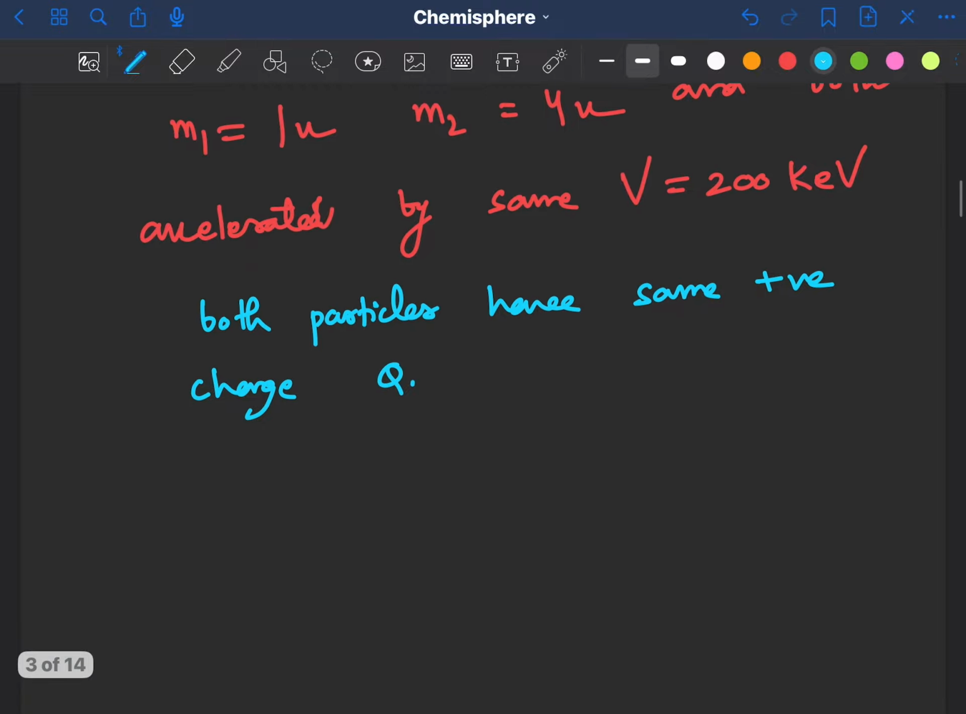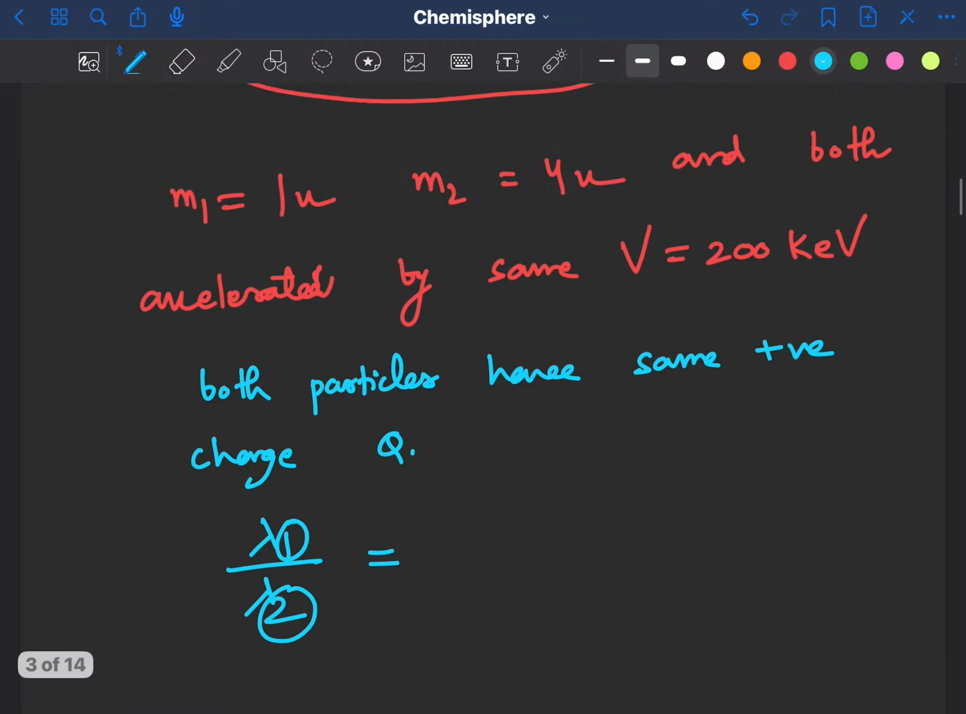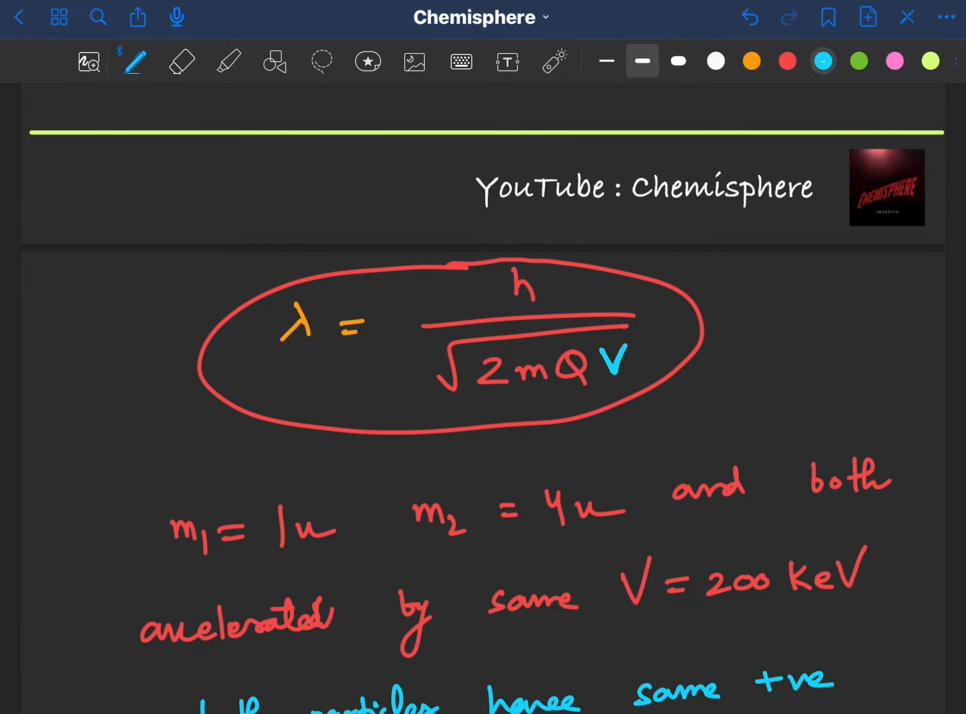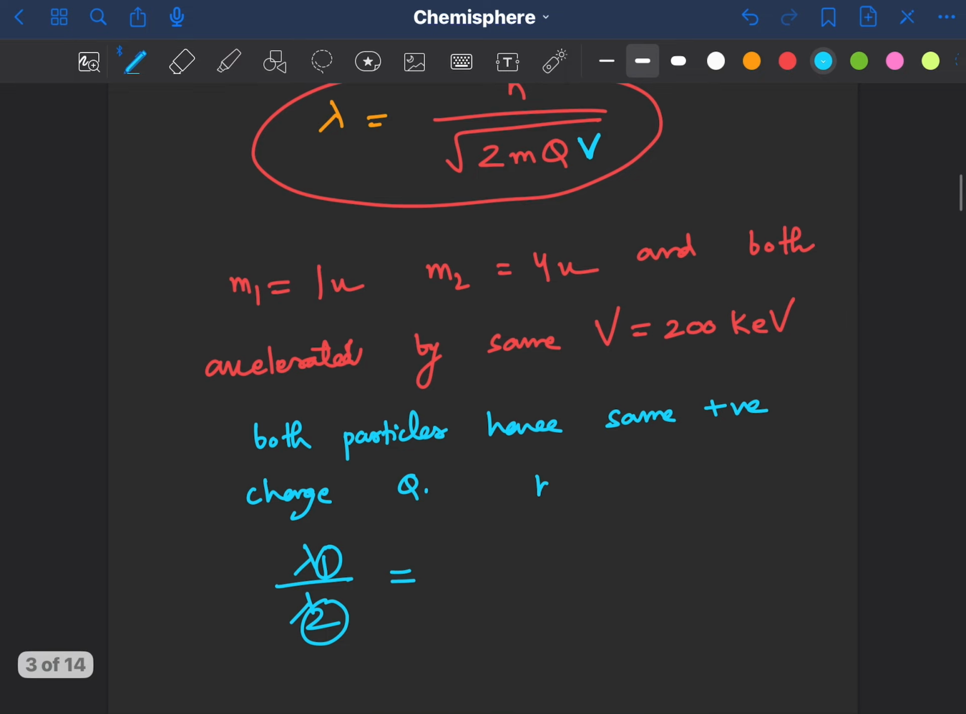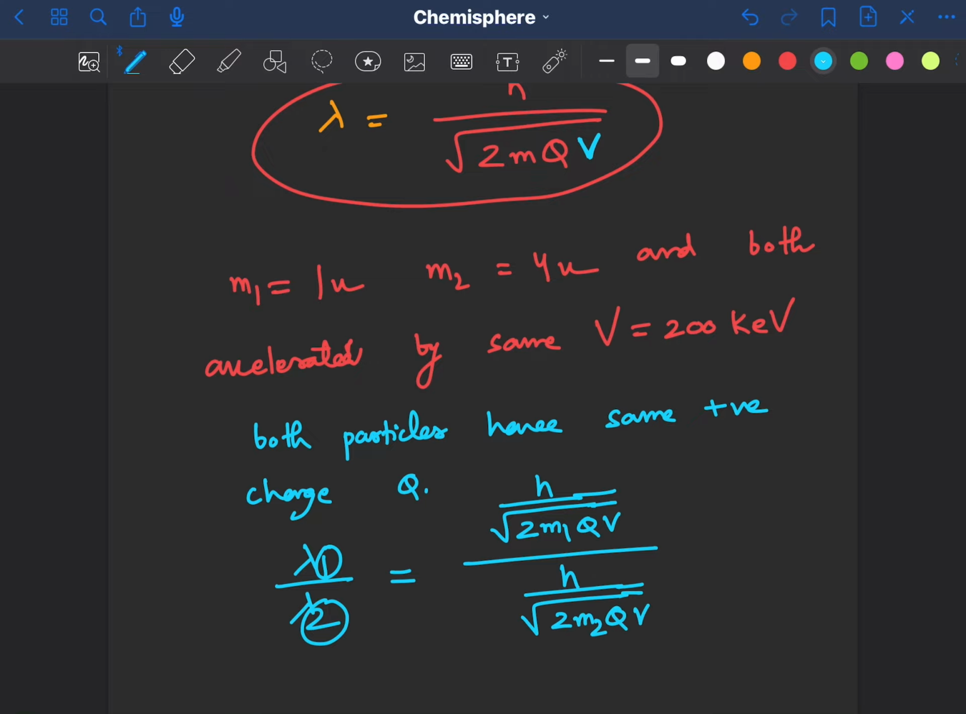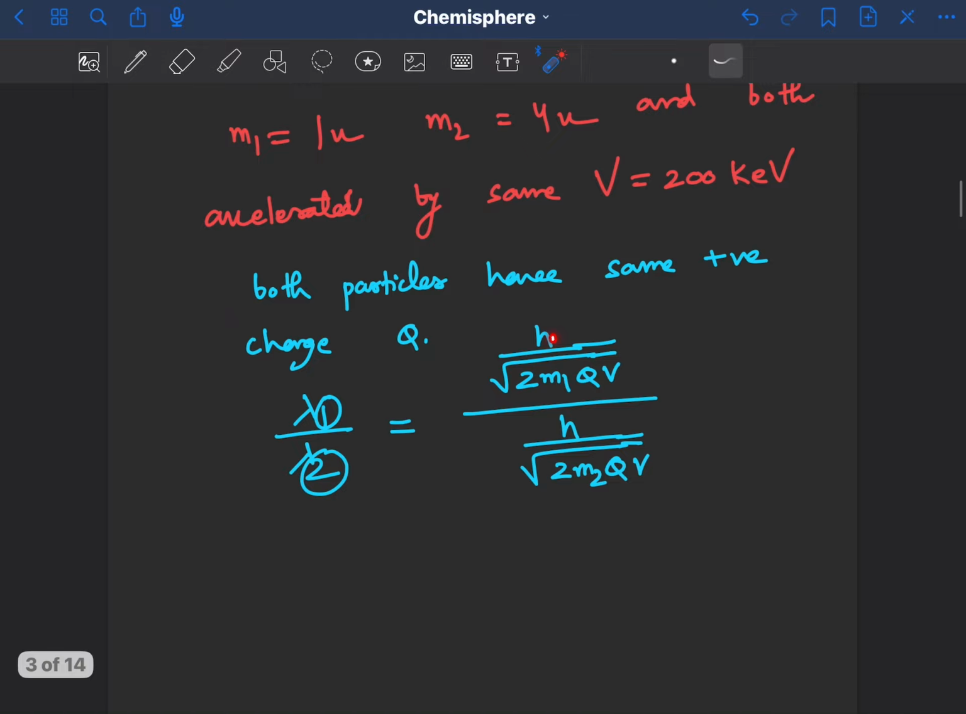In that case, if I want to find lambda 1 by lambda 2, this is the de Broglie wavelength for particle 1, this is for particle 2, and we got an equation with respect to the potential through which it is accelerated. So I will write this down here: h by root of 2 m1 q into V divided by h by root of 2 m2 q into V. Because h and h are the same, the charges are the same, and they're accelerated by the same potential V, so that's why it's the same. What's the difference in them? The difference is the mass which they carry.